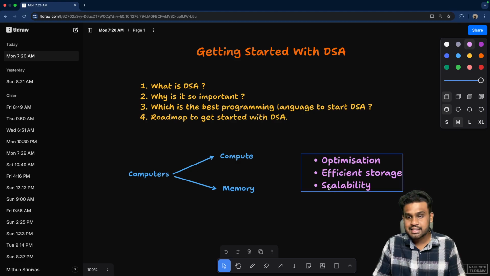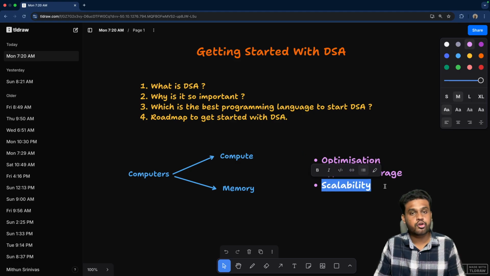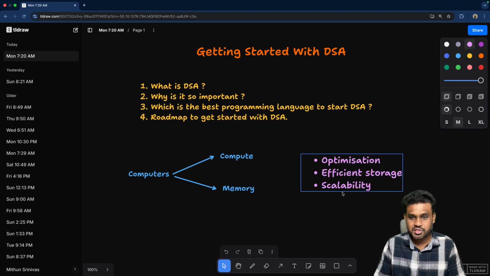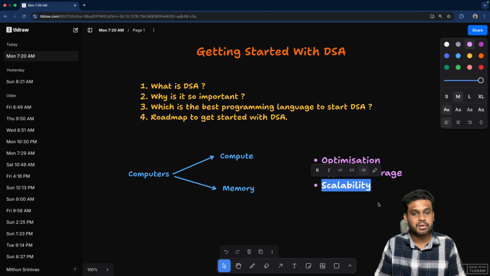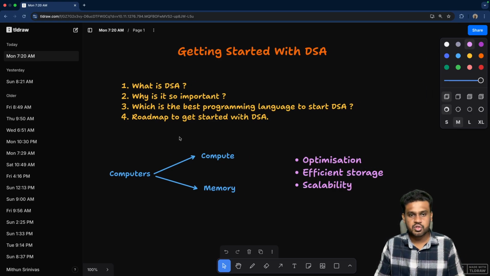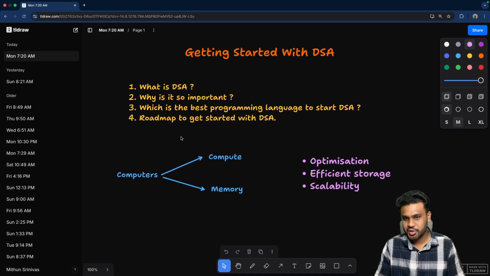Okay, and next, scalability. What if a lot of data comes? This is the problem which big companies solve. They want their systems to be scalable. So that is why companies ask more of the DSA part. Okay, I hope now you understood what DSA is and why it is so important. These three things should be revolving around your mind every time you are solving DSA.